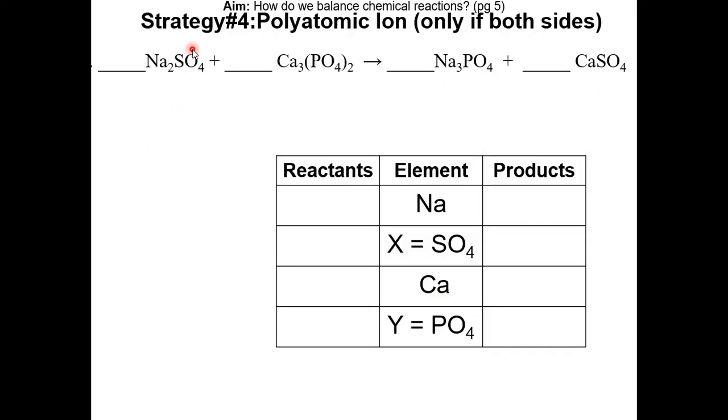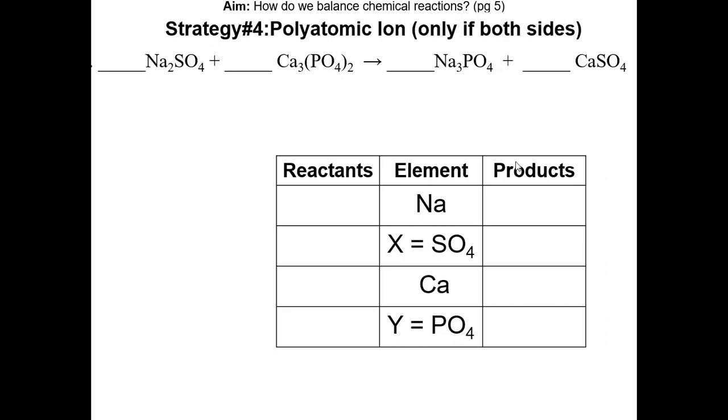So the next strategy, number 4, is the polyatomic ion method. You can only use this method if the polyatomic ion is present on both sides. If it's not present on both sides, you cannot use this method. The purpose of this technique is to help you count the atoms of each element, because the polyatomic ions have a lot of atoms for each element, so it makes it difficult when it comes to counting for the table. So this method is supposed to make your life easy when it comes to counting.